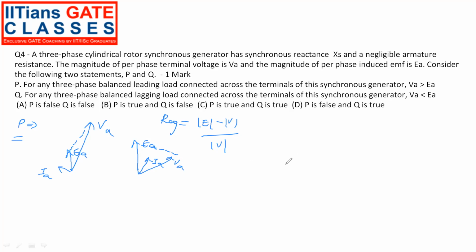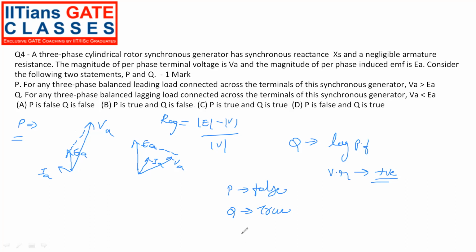Whereas the statement Q, generally for lagging power factor loads, the voltage regulation is always positive. So finally, the statement P is false and Q is true. And the option is D.